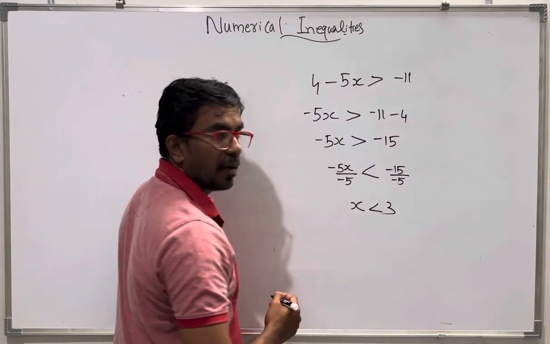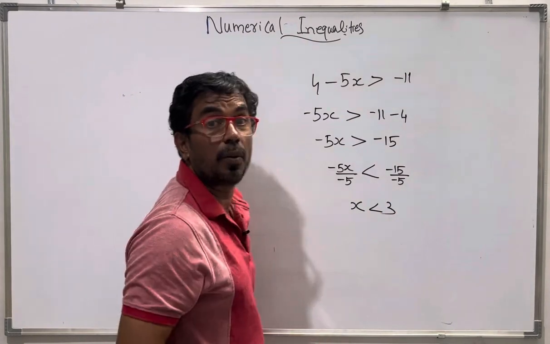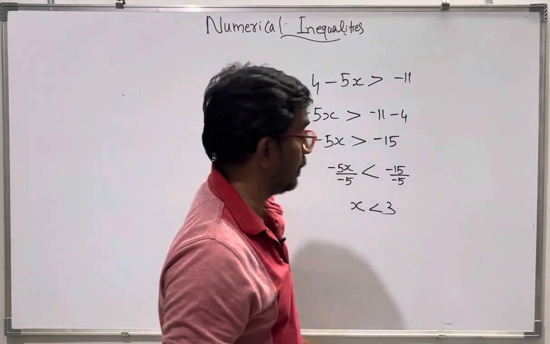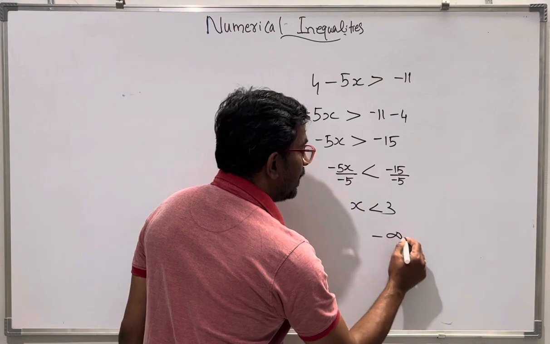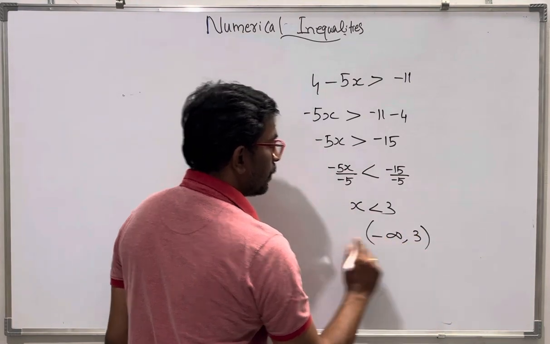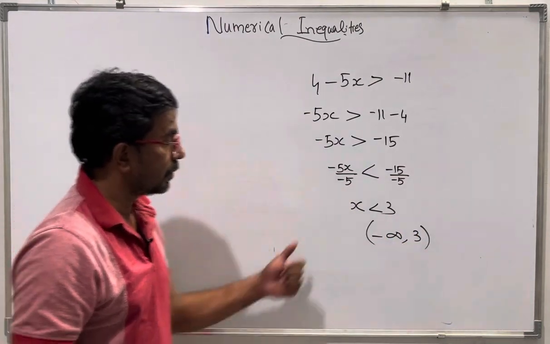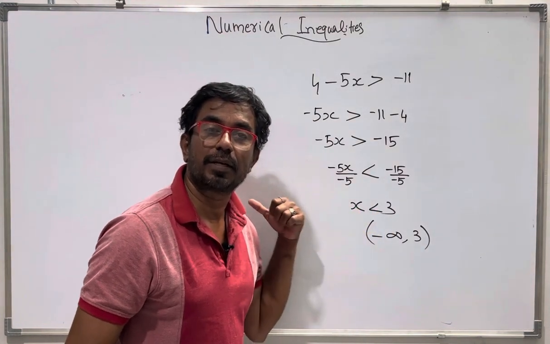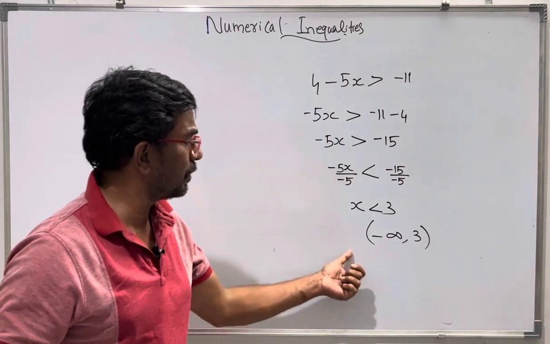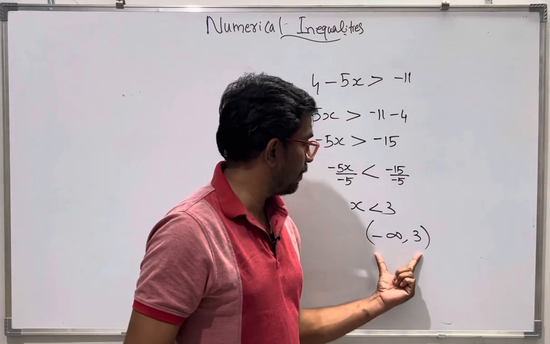How do you write it in another form? You can write it as an open interval. This means x is less than 3, that means it's from minus infinity to 3. X can be less than 3 means it can be 2, 1, 0, -1, -2 or any real number. So this is the real number way of writing the answer.